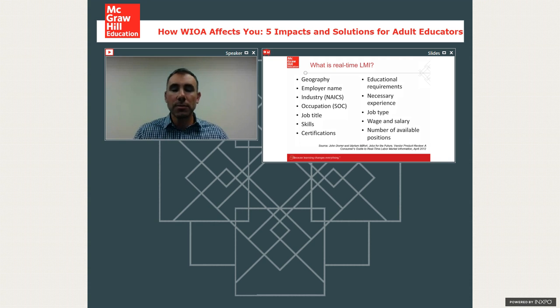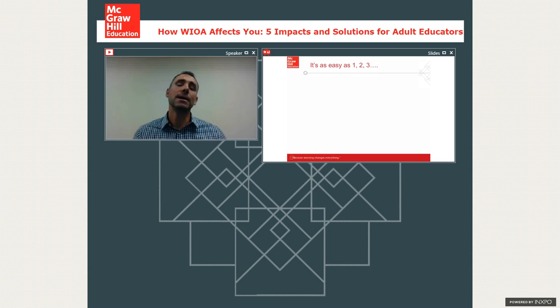Those are two immediate pieces of data that can help inform how to design a career pathway program that brings in all of the various entities that are required to work together through WIOA. So how do you do that? It's as easy as 1, 2, 3.